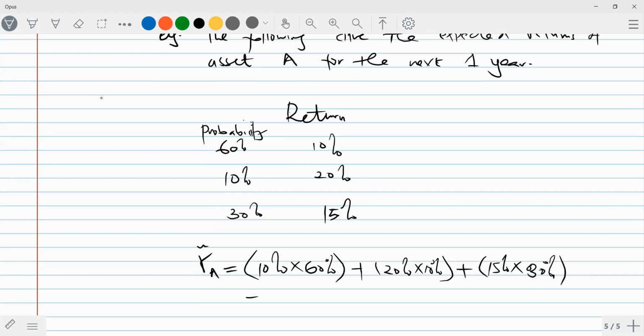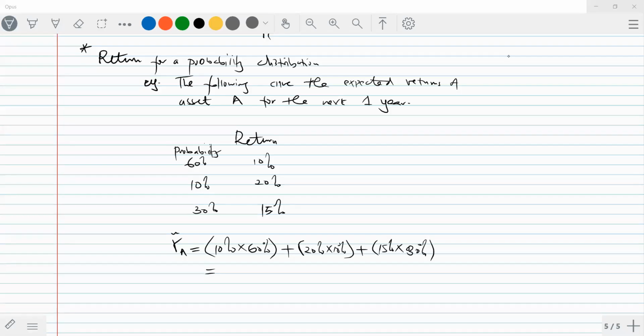Now, if that's the case, what is the mean return of A? What is the mean return of A? And you get 12.5%. You get 12.5% to be the mean return of A, in case we have more than one set of possible outcomes.